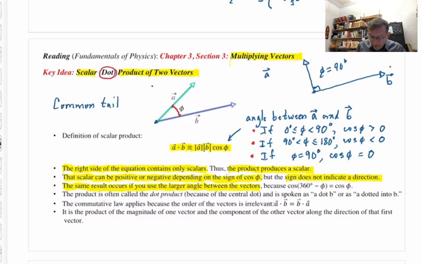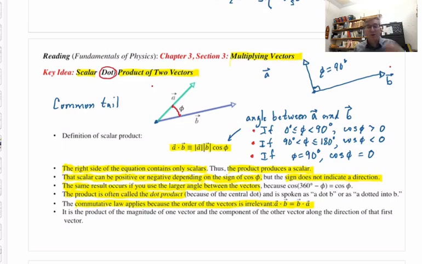The product is often called the dot product because of that dot. And we often will say A dot B, or sometimes even A dotted into B. But its formal name is scalar product of A and B. The scalar product is commutative. That is to say, you can do A dot B or you can do B dot A. Doesn't matter which vector you write first. The answer doesn't depend on that.